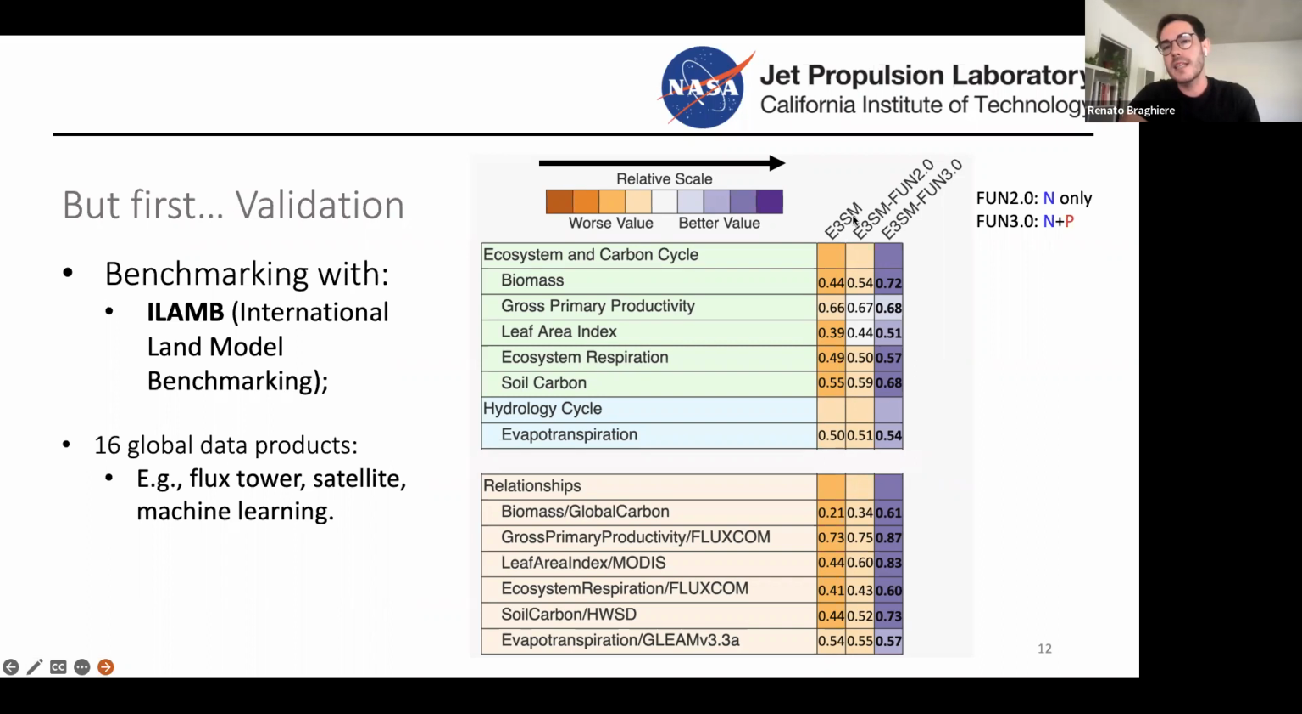And here E3SM is the original model, and E3SM FUN2 is the original model with nitrogen only, and FUN3 with nitrogen and phosphorus. And this relative scale shows that the purple colors indicate better agreement between the model and the observations. And we were surprised that when we added the FUN model with nitrogen and phosphorus, we actually improved all the agreements of the Earth system model with those data sets globally.